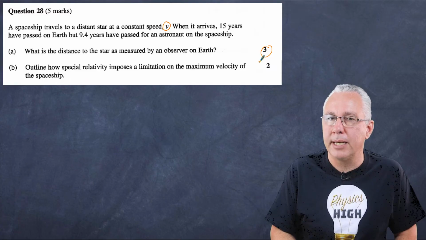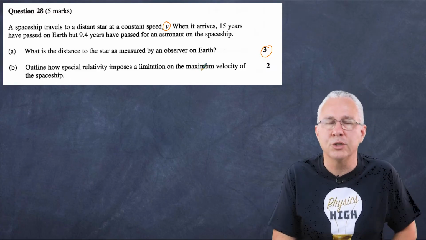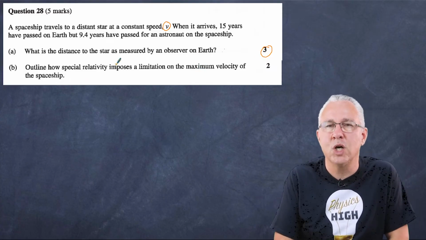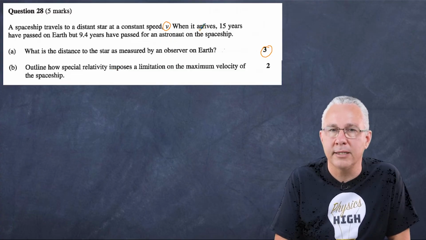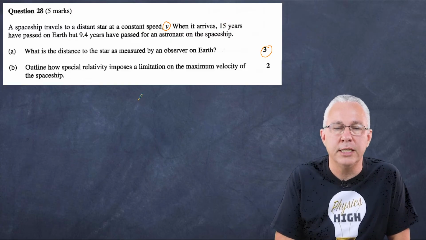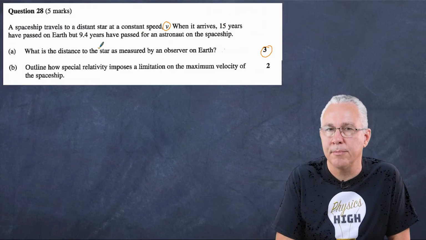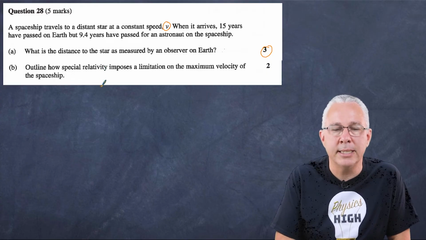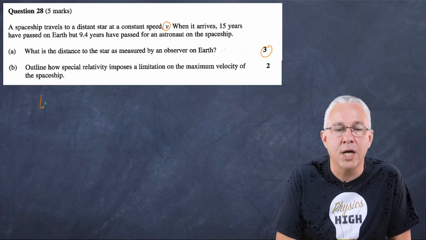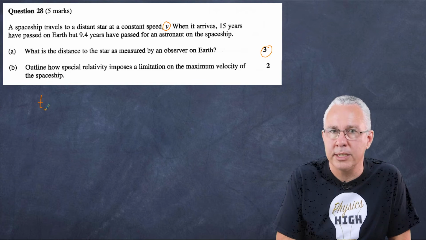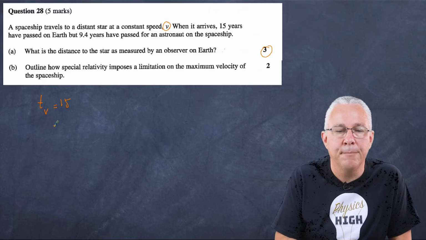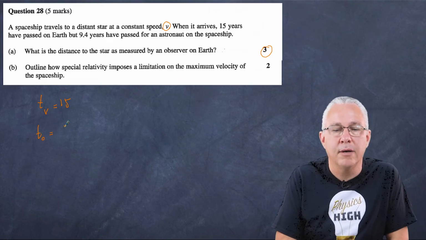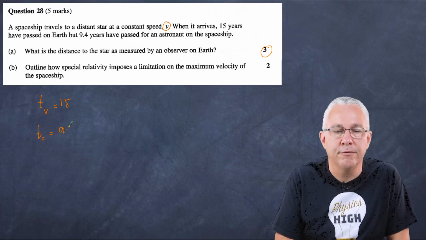The fact that it's worth 3 marks tells us it's a little bit more involved, because we are given time, not distance. So the first thing we need to appreciate is the fact that there is time dilation going on. On Earth, it's 15 years. On the spaceship, it's 9.4 years. So that basically means that the dilated time, that is, what we are seeing outside the frame of reference of the spaceship, is our 15, but the proper time for the astronaut is 9.4 years.